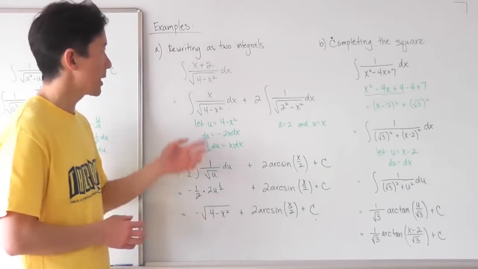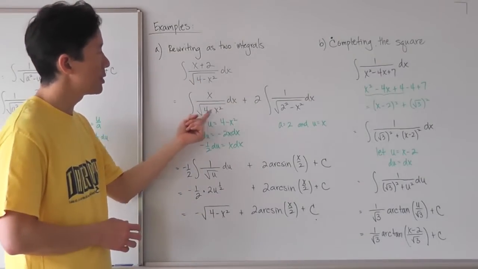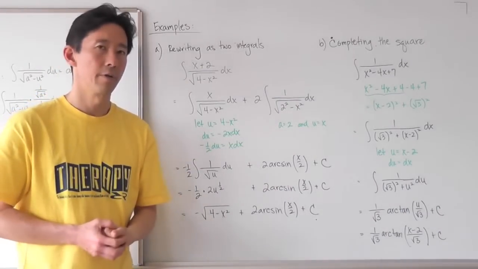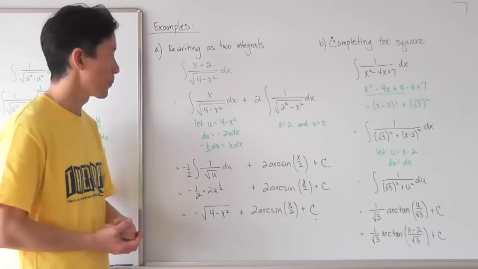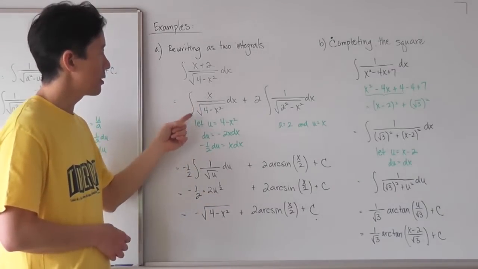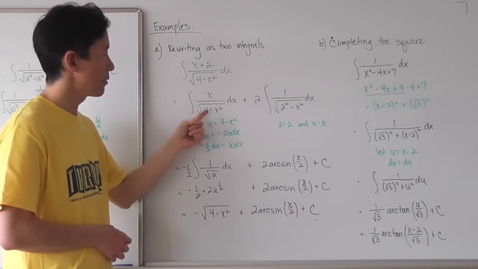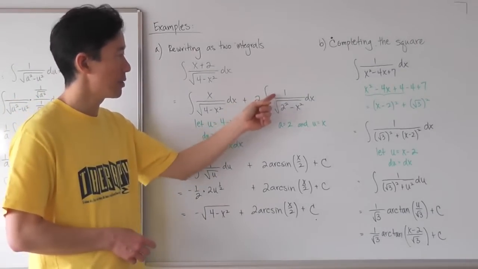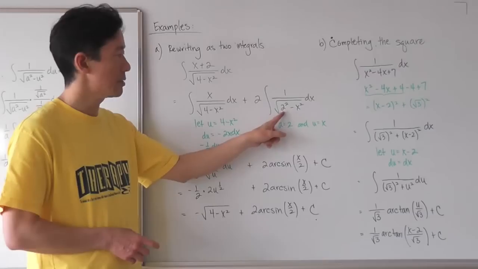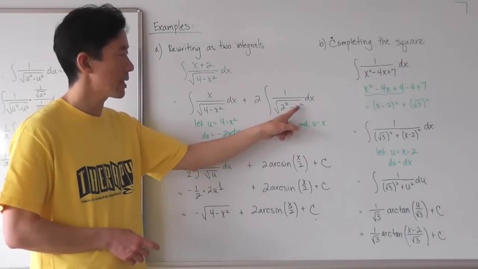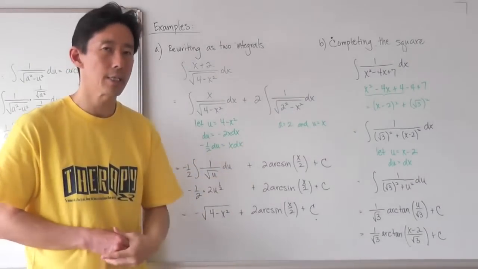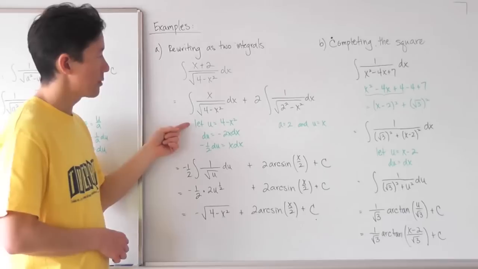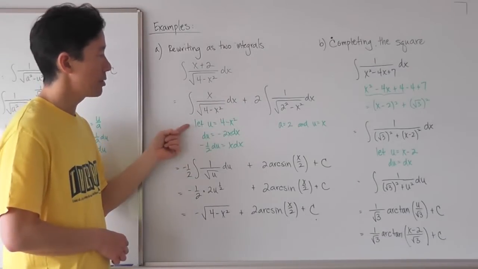But notice that if we break this up into two different integrals, then we can actually solve for the original integral. So this is going to be the integral of x over the square root of 4 minus x squared dx, plus 2 times the integral of 1 over the square root of 2 squared minus x squared dx. I've changed this to 2 squared so that we can more readily see the inverse sine.